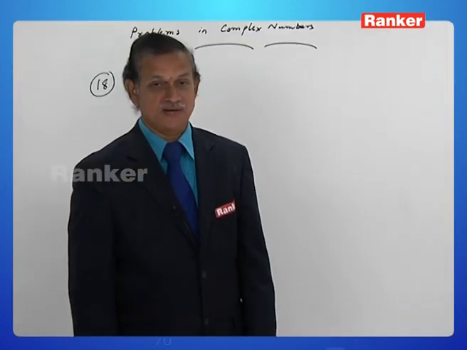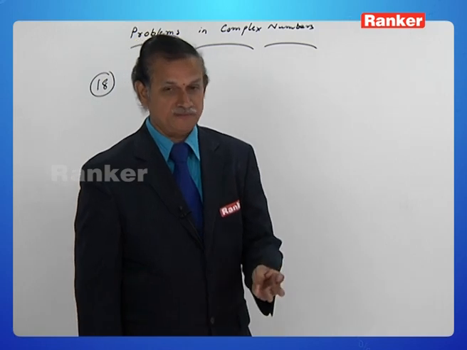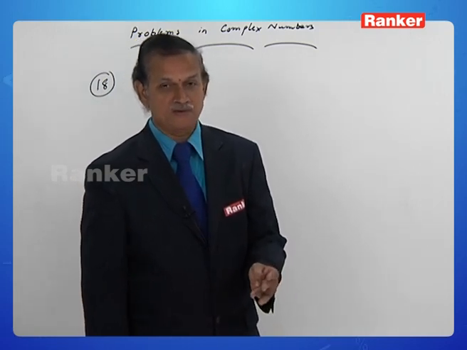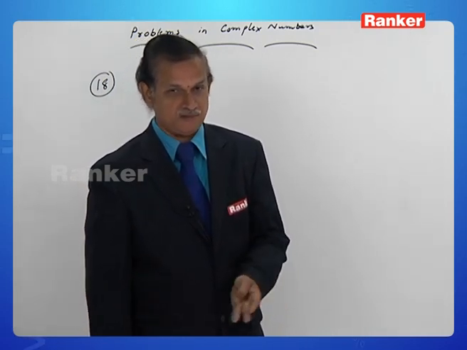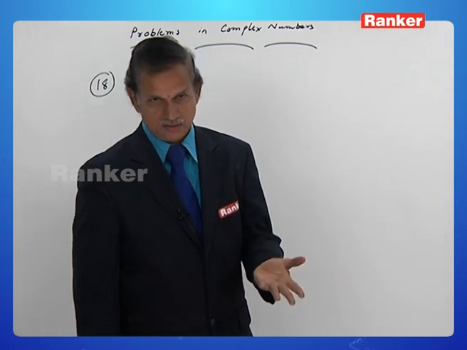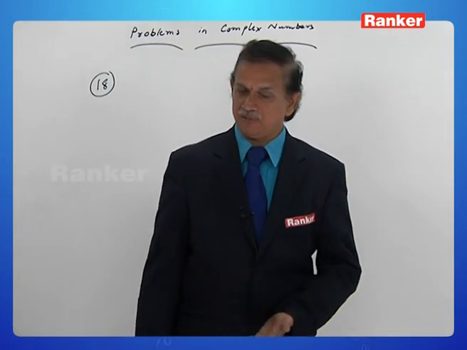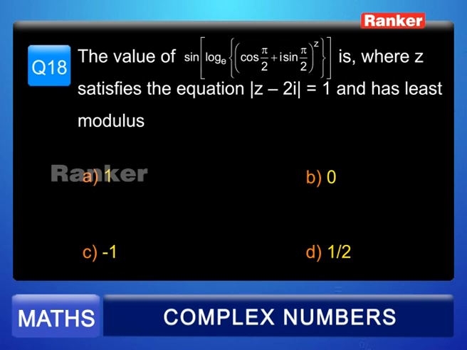So many functions are involved here. A sine function, logarithmic function and e power i theta function, like that. So we have to deal with it very carefully, where z satisfies the equation mod z minus 2i is equal to 1 and has the least modulus. Z is a peculiar complex number satisfying mod z minus 2i is equal to 1 and has the least modulus.